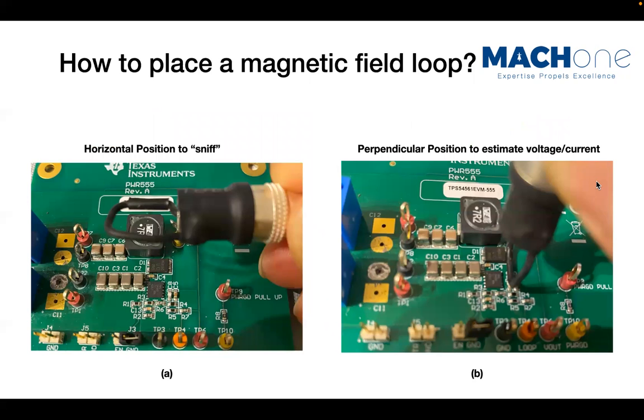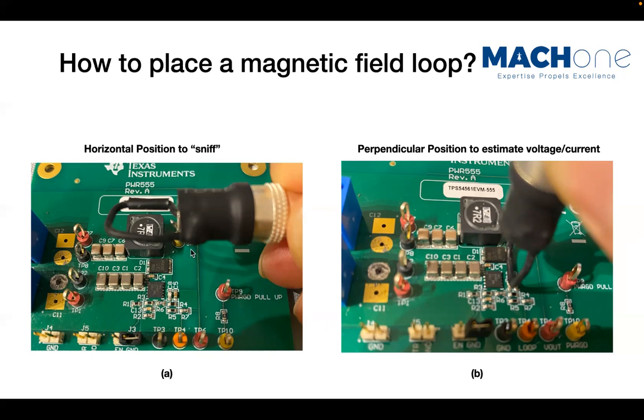Okay, so what does that mean translating to real life? Here we're using a Texas Instruments DC-DC converter. This is a buck converter for demonstration. There are two ways of using a magnetic field loop. You can place the magnetic field loop horizontally towards your PCB, such as the one showing on the left. This is often what we call an EMC sniffing exercise. And the way we do it is we make sure that maximum coupling between the small magnetic field loop and your PCB can be achieved.